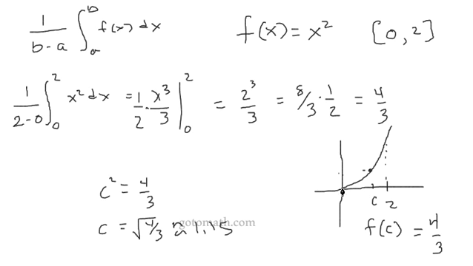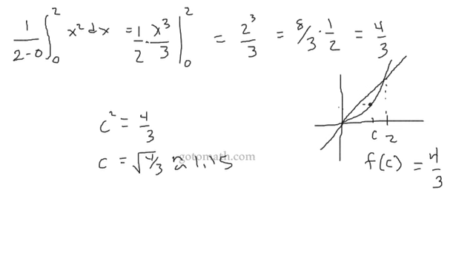Well, remember when we did our f of x was equal to x, if we were on the interval between 0 and 2, our c would be 1, remember? But this time it's moved slightly to the right, and it's got something to do with our function curving right here. But anyway, a little something extra to think about.